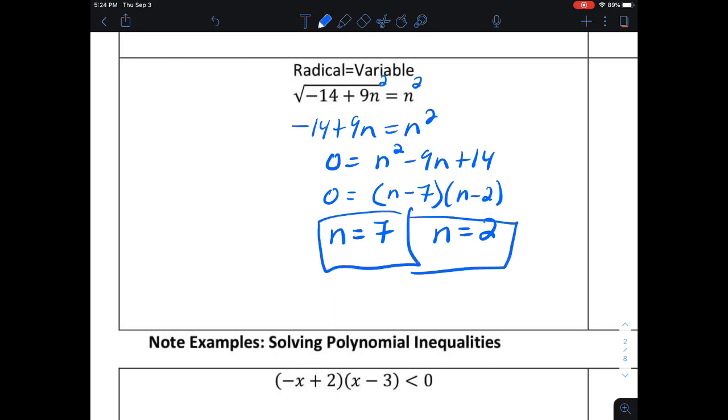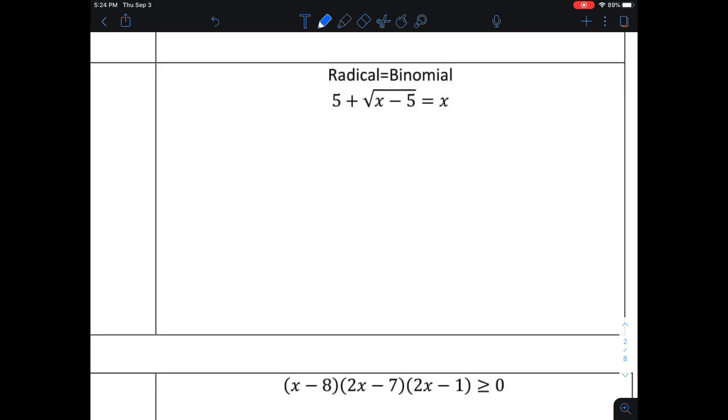Two answers. And then last one here with the radicals, radical equaling a binomial. Well, anytime I want to solve a radical problem, I have to isolate it. So I need to move the 5 to the other side. And then to take the radical off, you've got to square. So I've got to square everything and then go solve.